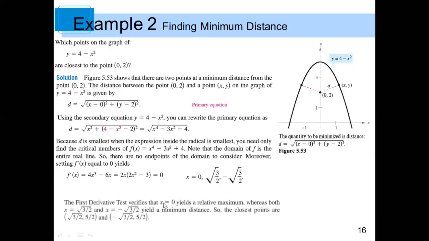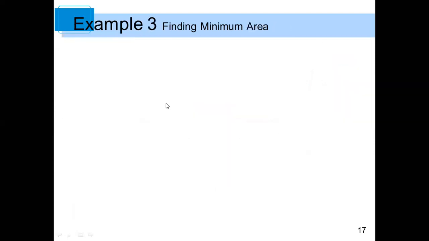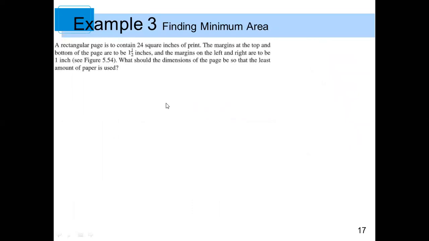First derivative tests show that 0 yields a relative max, whereas both square root 3 halves and negative square root 3 halves yield a minimum distance. So the closest points are at x equals square root 3 halves and negative square root 3 halves. And if I plug those back into the original function, I'll get 5 halves. And those are the points that yield a minimum distance. Okay?